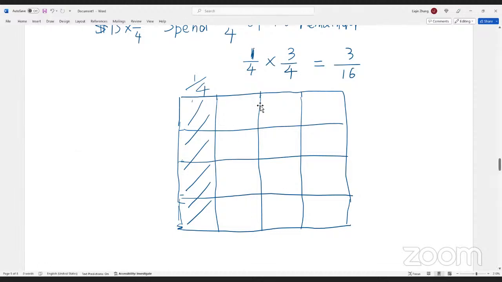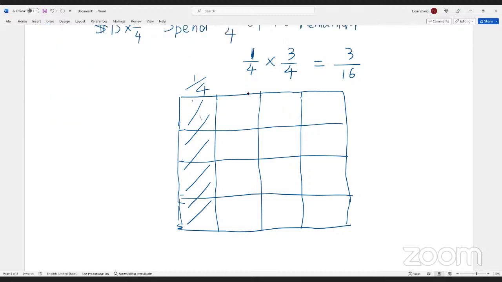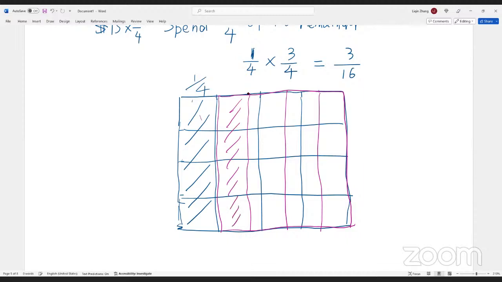It's 1/4 of the remainder. It means we need to recalculate, or we need to divide the remainder into 4 equal parts, right? We need to divide the remainder into 4 equal parts. So this is the remainder. And we need to divide the remainder into 4 equal parts. And this part is 1/4 of the remainder.